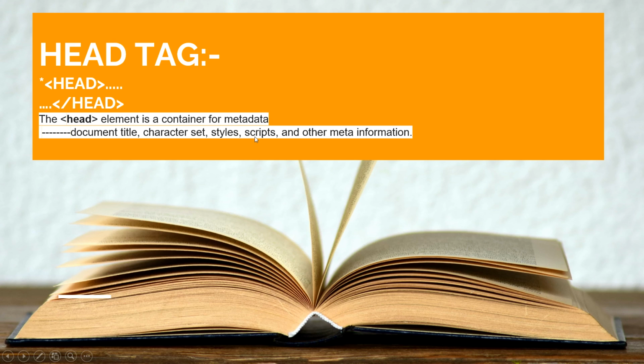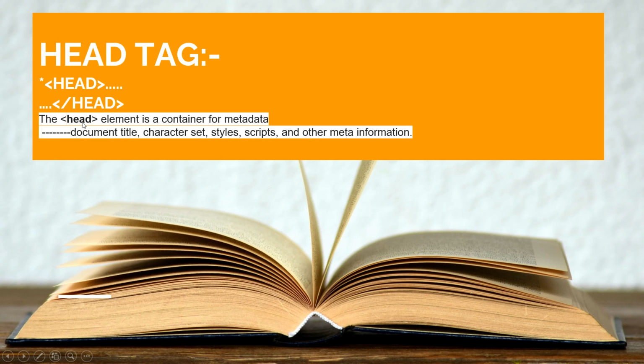At first we will discuss what a head tag is and why we use it. The head tag is started by the opening head tag and closed by the closing head tag. The head tag element contains metadata. What is called metadata? Metadata means the document title, character styles, script and other meta information. These are all called metadata, and this metadata will be available in the head tag.